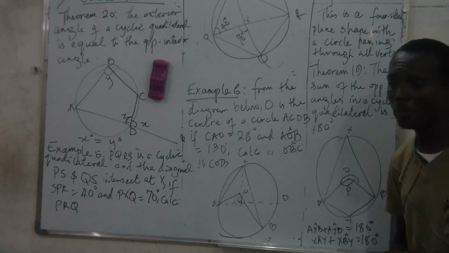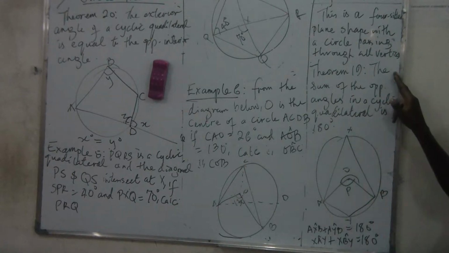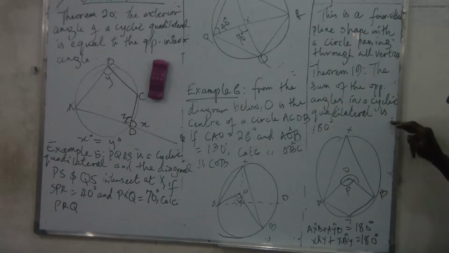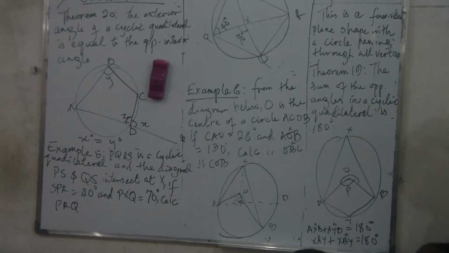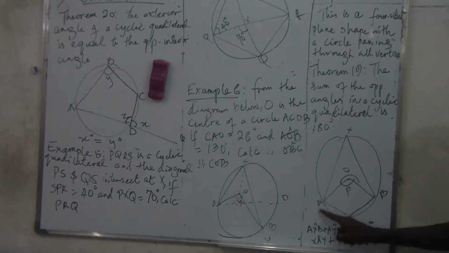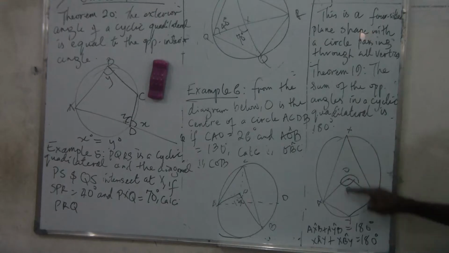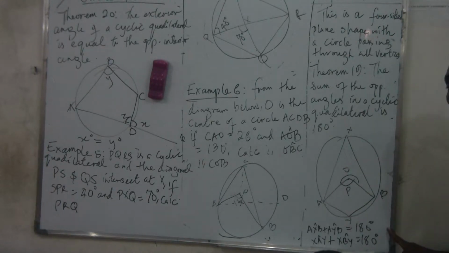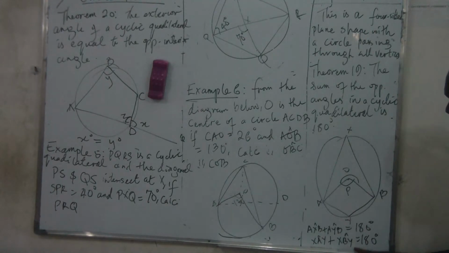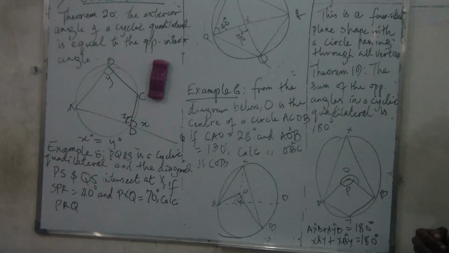The next theorem we'll look at is theorem 19. Theorem 19 says the sum of the opposite angles in a cyclic quadrilateral is 180 degrees. That implies that angle AXB plus angle AYB, because these two angles are opposites, will give us 180 degrees. And angle XAY plus angle XBY will give us 180 degrees. That's theorem 19.